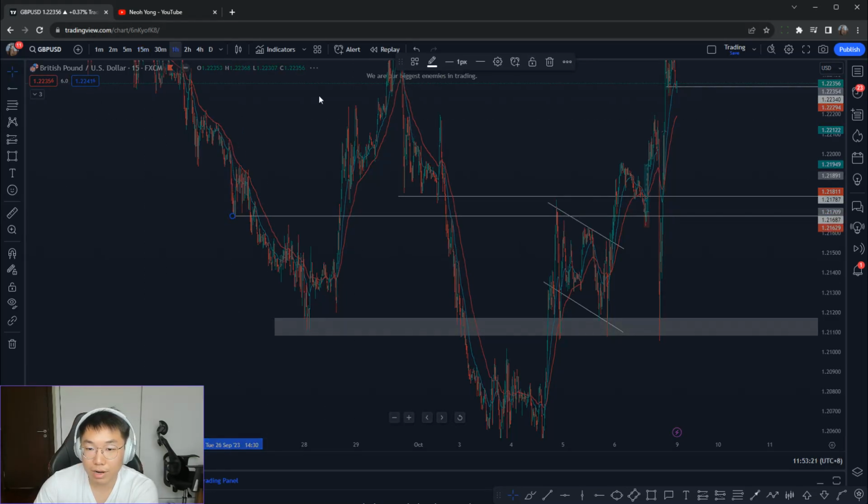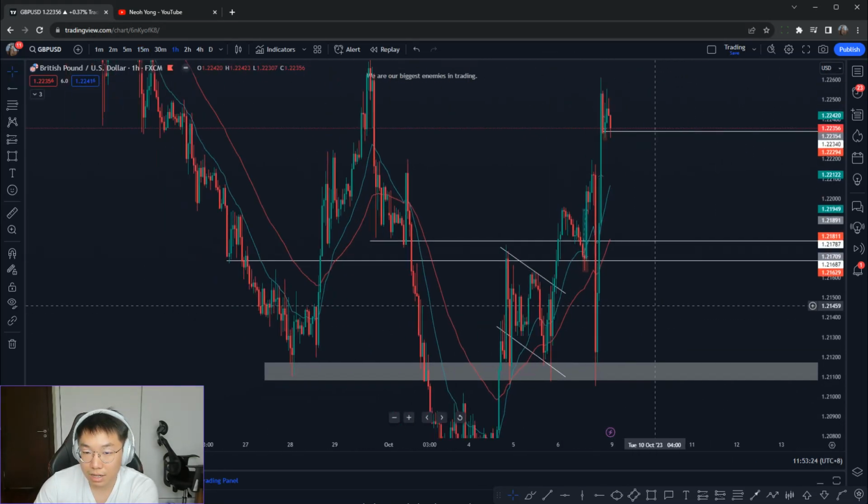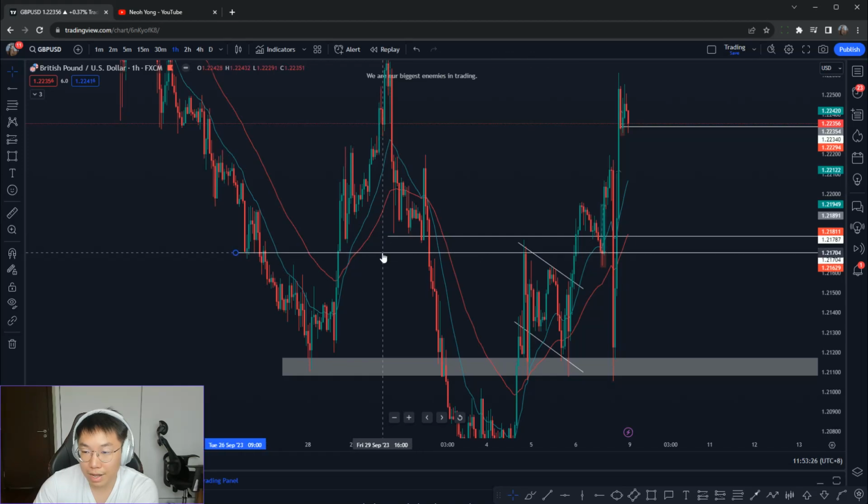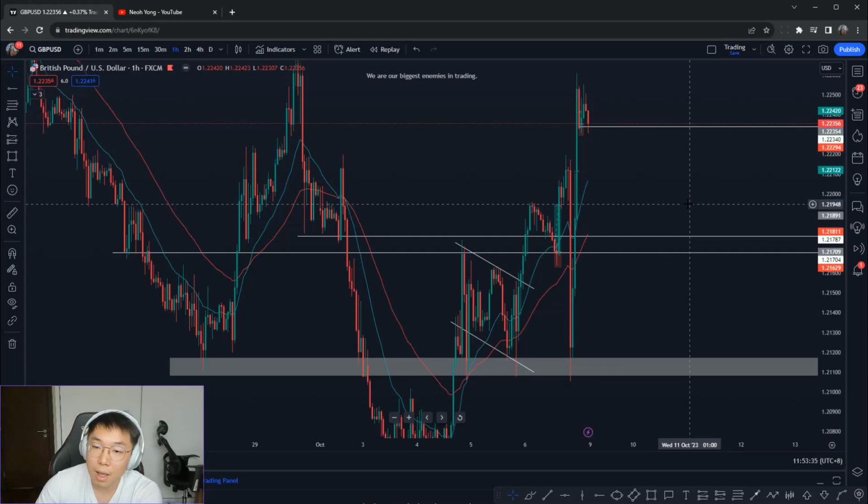If you go to the 1 hour chart, you can actually see that there were two areas where it caught my attention. The first one was 121.78. Second one is 121.70, which was where we took the trade, and it turns out to be a 3R win.